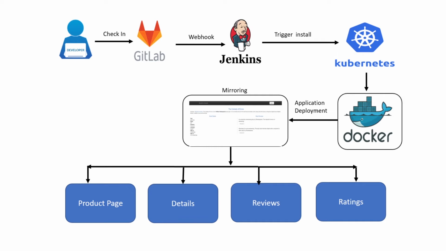There are three versions of the reviews microservice. Version V1 doesn't call the rating service. Version V2 calls the rating service and displays each rating as 1 to 5 black stars. Version V3 calls the rating service and displays each rating as 1 to 5 red stars.